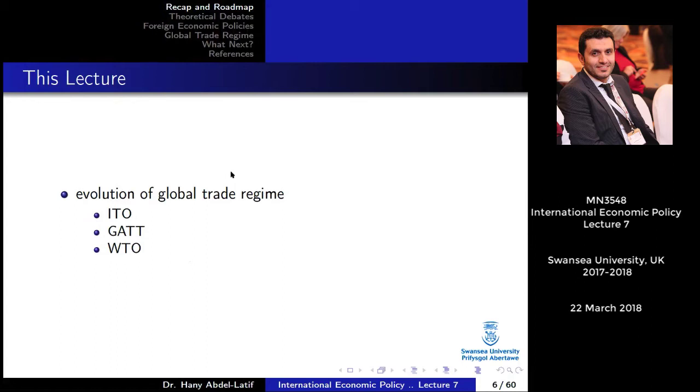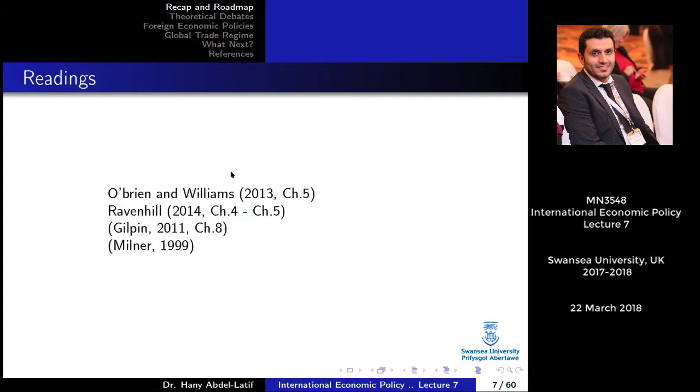And then we'll finish by looking at the institutions or organizations mainly concerned with trade. Of course, what we have today is the World Trade Organization, but this has a long history of negotiations and other institutions in the past. So we'll have a look at this, and that's what we're going to finish the lecture with. These are the readings for this lecture.